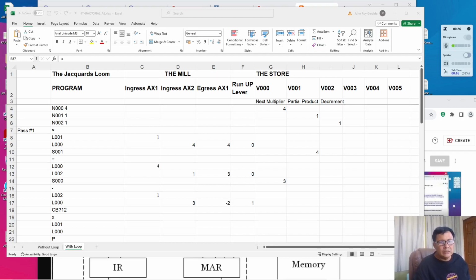In this series, I'm going to demonstrate how the same programming activities can be done in the IAS machine, a computer that was invented by John von Neumann in 1946. But before everything, I would like to explain what the stored program concept is all about. The stored program concept was invented by John von Neumann in 1946.